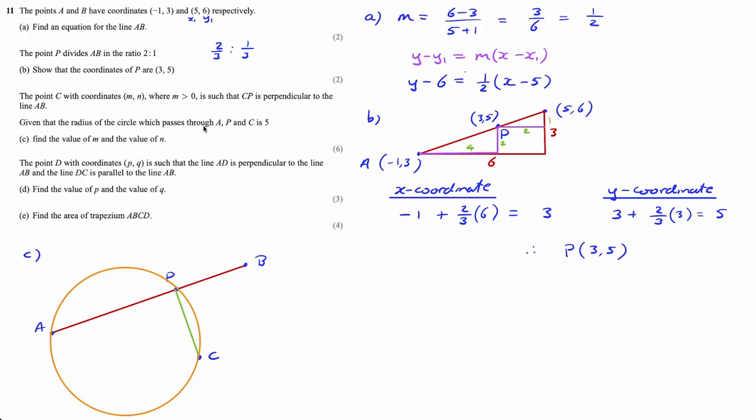The radius of the circle which passes through A, P, C is 5. Okay, so that means there's a radius somewhere here that goes through A and C, which is 5. So this center is 5. Okay, so this distance here has to be 5, and this distance here has to be 5, and this distance here is equal to 5. Okay, this is 5 here.